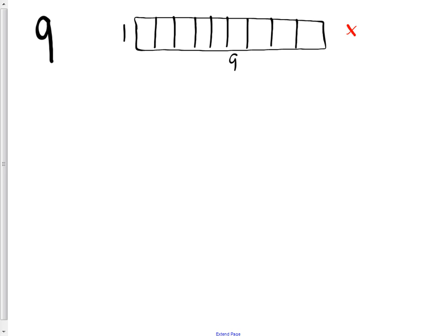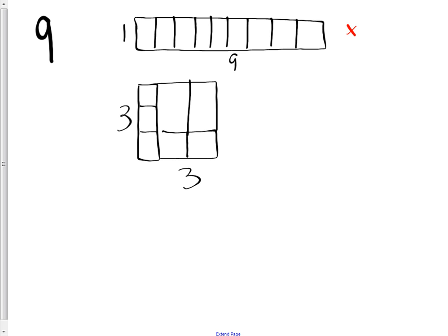Is there anything that we can do that's 2 by something to equal 9? No. What's the next number? 3. So if we draw a shape that is 3, we have to multiply that by 3 again to equal 9. And if we look at that and finish that square off, we can see that it does actually make a perfect square because all of the sides are equal. So we know that 9 is in fact a square.